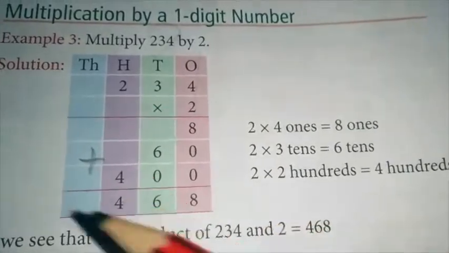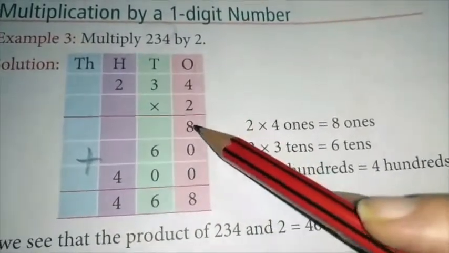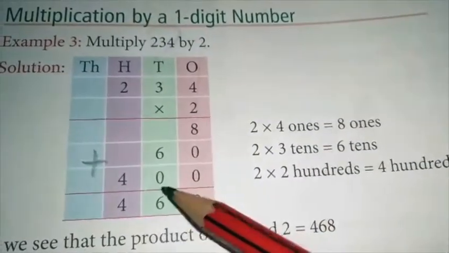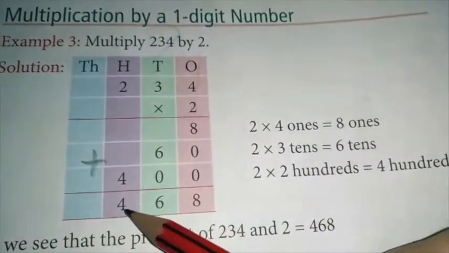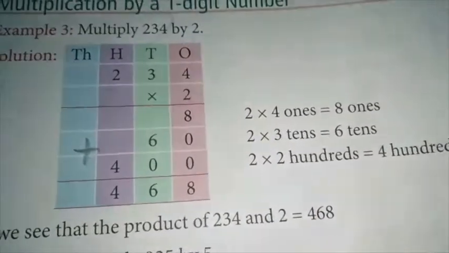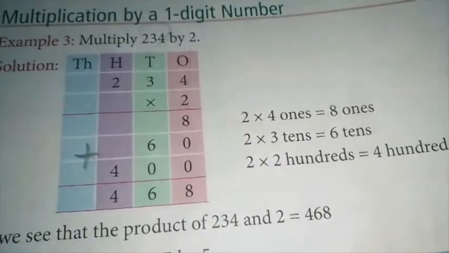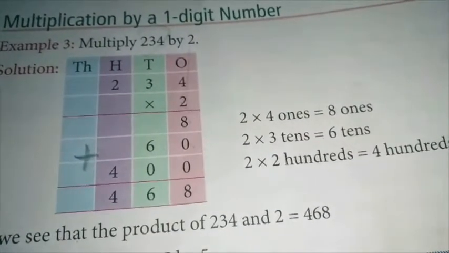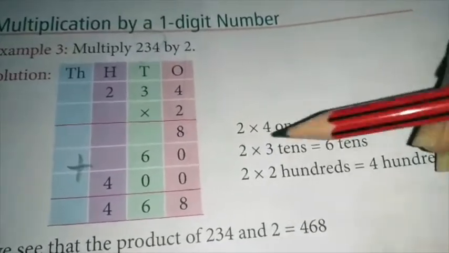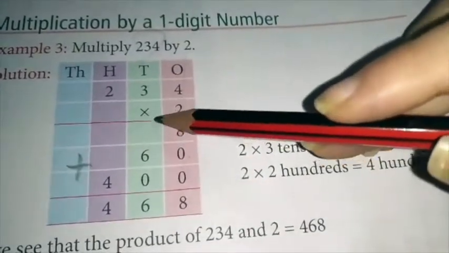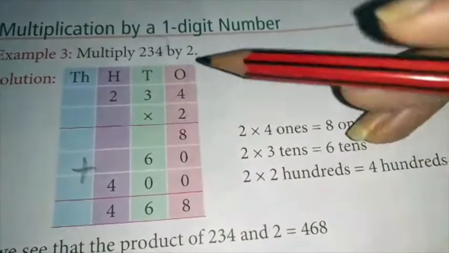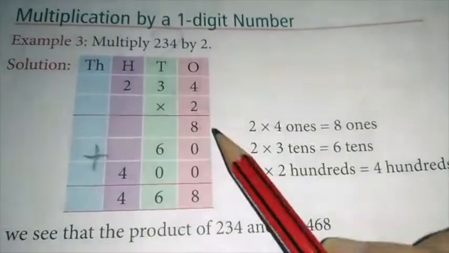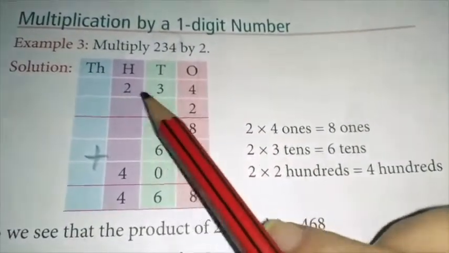Now what we do? We add the answers. So 8 plus 0 is 8. 6 plus 0 is 6. And 4 remains 4. So when you multiply 234 by 2, you write 468. You understood how you do multiplication. First you multiply the ones place, then the tens place, then the hundred place. Here you multiply 2 with ones, 2 with tens, 2 with hundred.